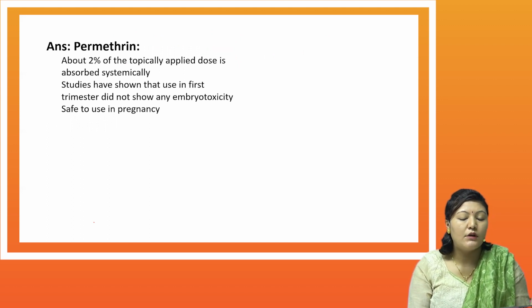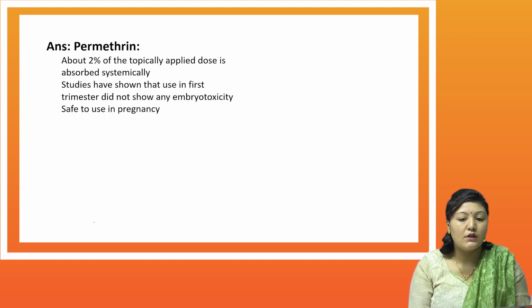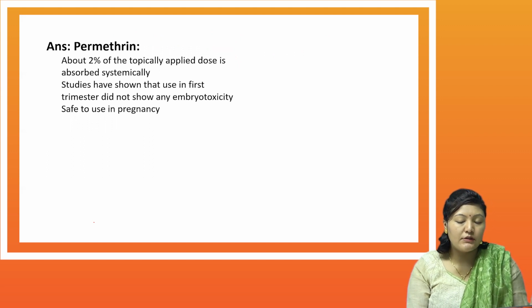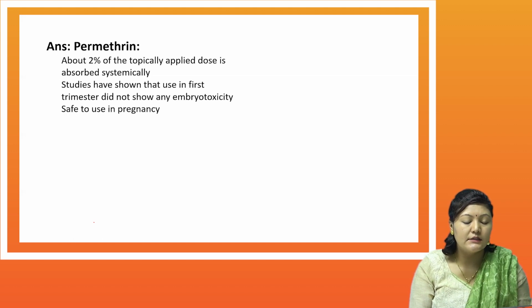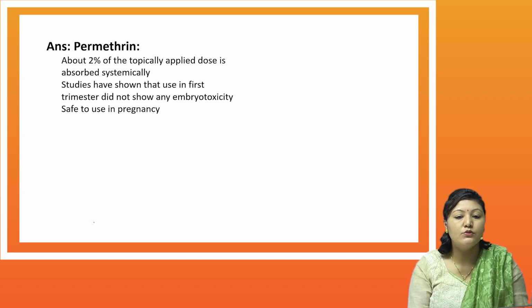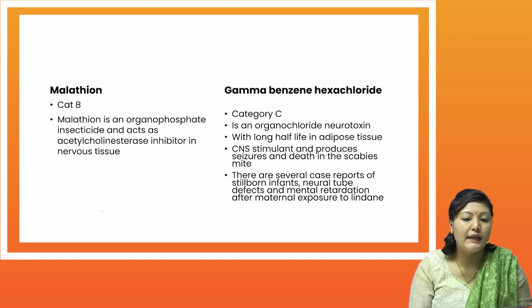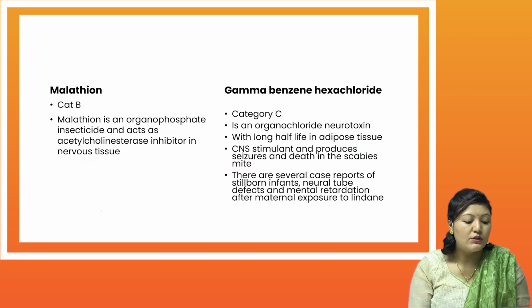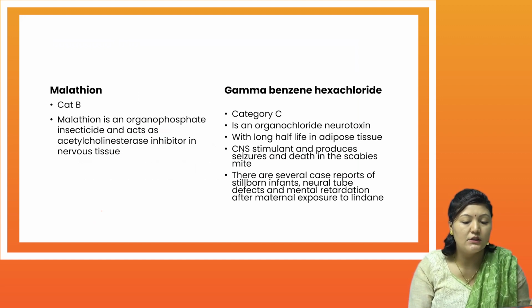Only about 2% of the topically applied dose is absorbed systemically. Studies have also shown that when we use permethrin in the first trimester of pregnancy, it doesn't have any side effect on the embryo and is safe to be used in pregnancy. Other options were malathion, gamma benzene hexachloride, and ivermectin. Malathion is a category B drug, so it can also be prescribed, but it is not as safe as permethrin. Malathion is an organophosphate insecticide, and it acts as an acetylcholinesterase inhibitor in the nervous tissue.